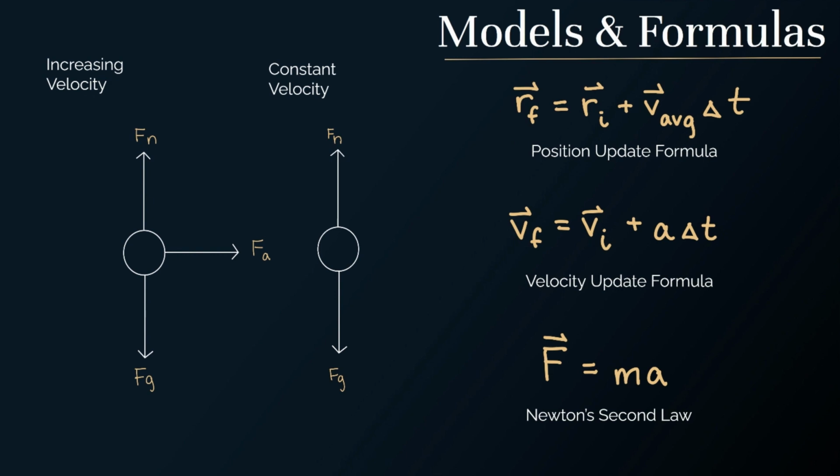So these force body diagrams that we have on the left show increasing velocity and constant velocity. Increasing velocity has a normal force with the arrow pointing up, gravitational force with the arrow pointing down, and applied force with the arrow pointing to the right. Because normal force and gravitational force cancel out, we're only left with applied force, which causes acceleration and results in increasing velocity. Constant velocity only has normal force and gravitational force, which cancel out, which means there is no net force.